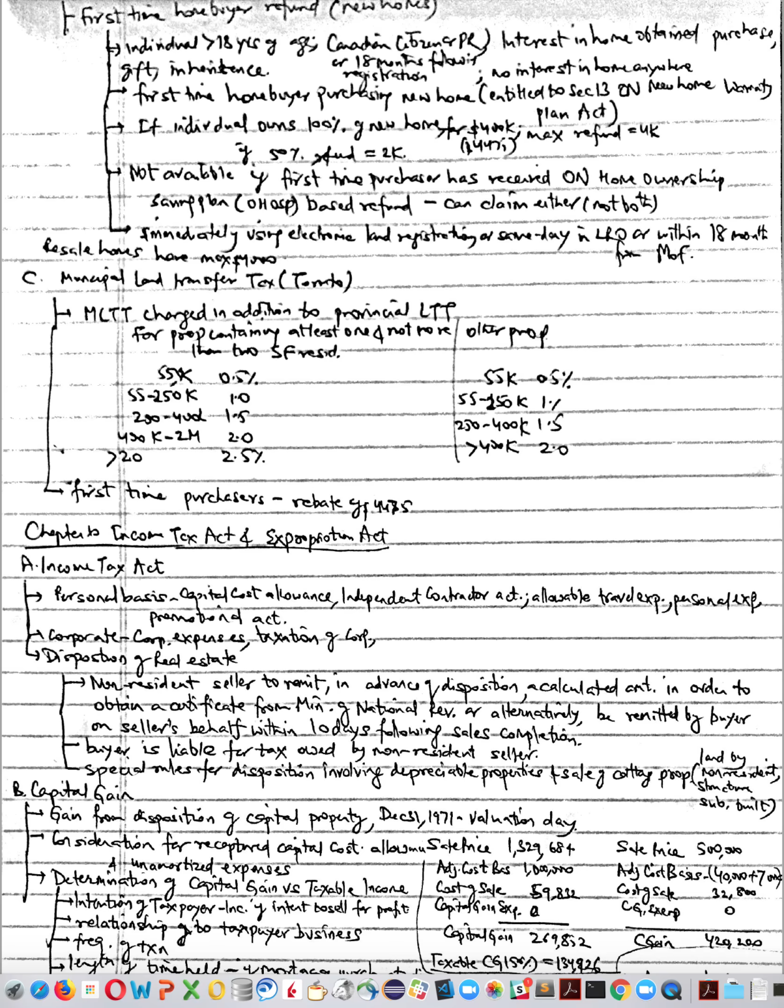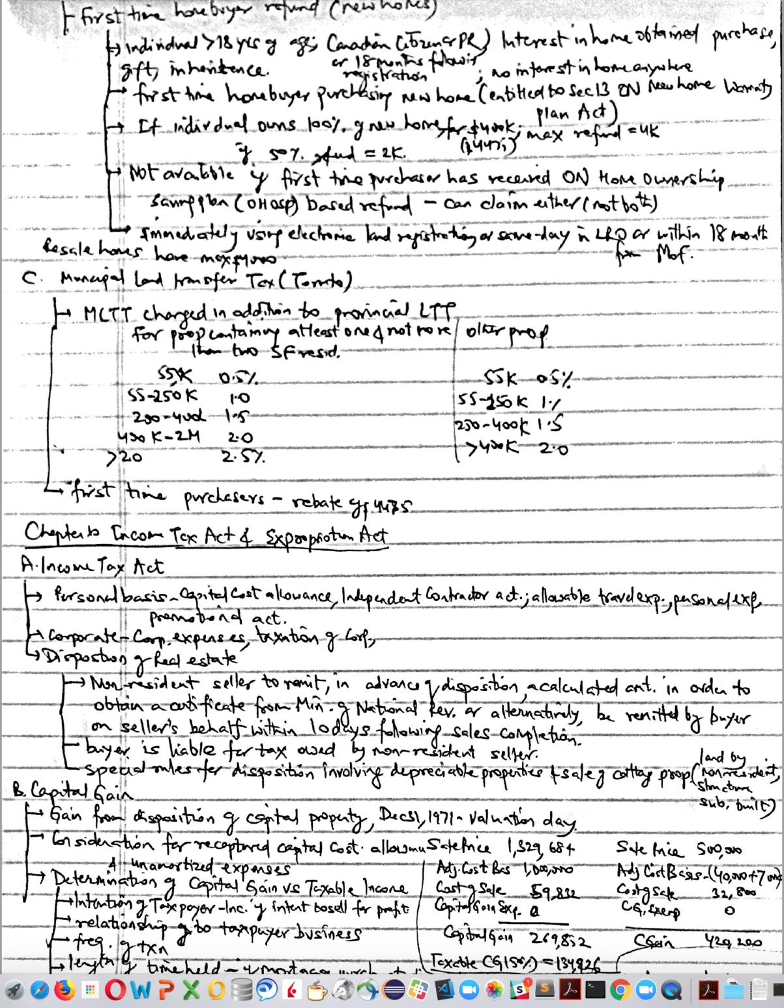This clause requires that the necessary amount be credited to the buyer by the seller to satisfy the non-residency provision of the Income Tax Act, unless a certificate from the Minister is provided to the buyer. This carefully worded clause is important, as the buyer is liable under the Act for the tax owed by the non-resident seller. Expert advice on such matters is strongly recommended. As an added note, a special rule applies to dispositions involving depreciable properties and the sale of cottage properties where the land was purchased by the non-resident and the structure was subsequently built. Capital gain.